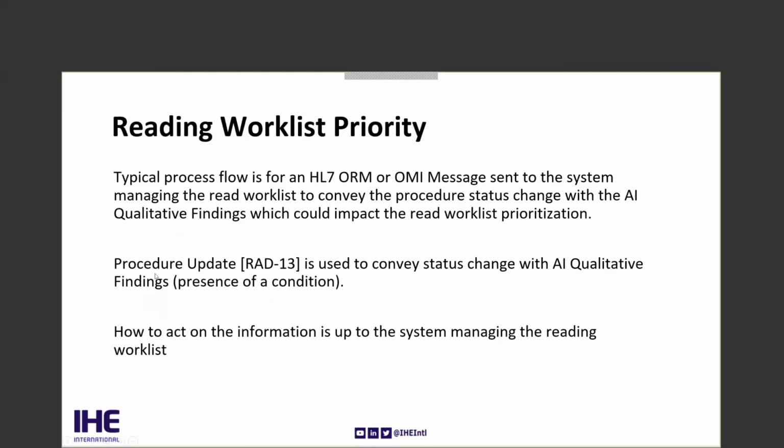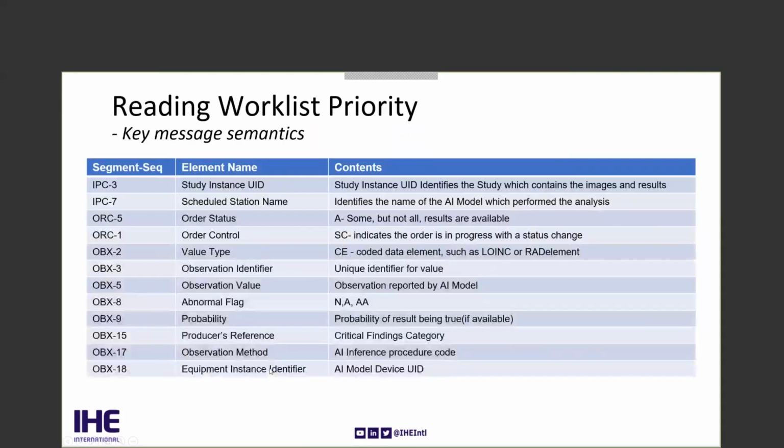Reusing the IHE RAD-13 procedure update message is what we are using to convey the status change. And of course, how to act on the information is up to the system managing workflows. It just gives you a little glimpse of what's used for the reading workflow priority. Obviously, you want the study instance UID to really tie it back to the study that you're reporting on. You've got some of the key factors here, the OBX-8, the abnormality flag. If you've got something that's abnormal you want to talk about. We've also added the critical findings category as well.